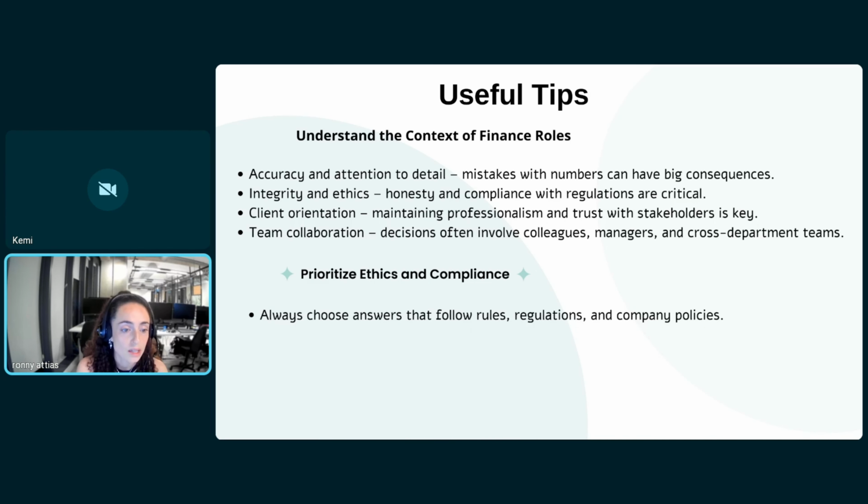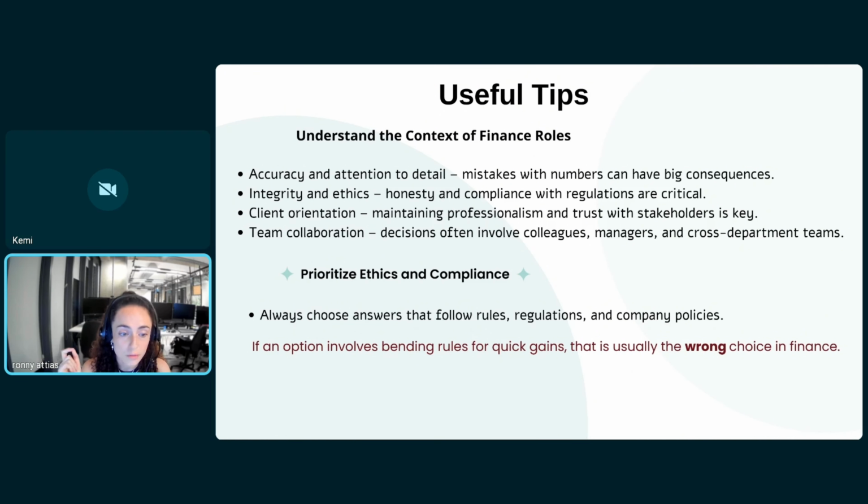What does this look like? When you are answering your questions, always choose answers that follow rules, regulations, and company policies. If an option involves bending rules for quick gains, that is usually the wrong choice when it comes to finance. You don't want to show that you're ruthless and are willing to get ahead at the expense of not following the rules. This is not a good way to go. And of course, protect confidentiality. You want to show that you understand that handling someone else's finances is a delicate matter. So this is also an important thing to keep in mind.